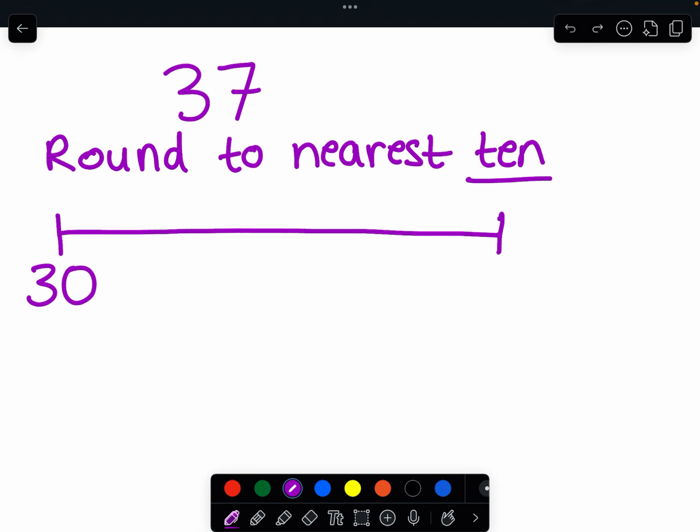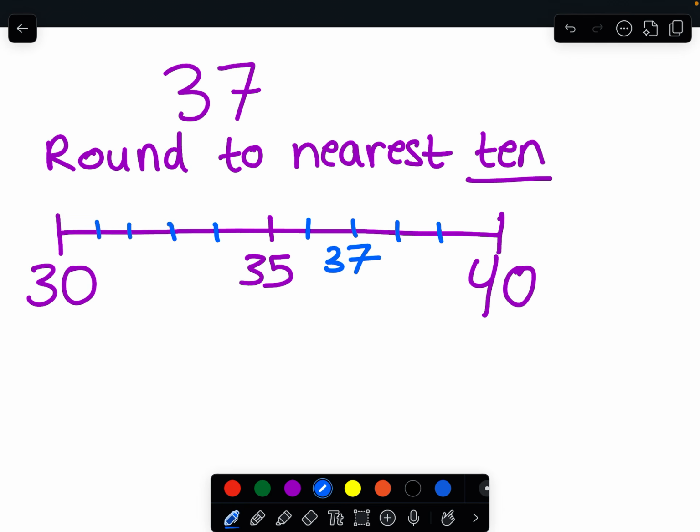Oops, that didn't come out right. 40, there we go. Now, I have drawn this number line as a visual. If I had to say where 35 was, it would be right in the middle, 35. Now, where do you think 37 is? Well, we could draw out the tick marks. They're not perfect, but we'll do our best, and you can imagine 37 is about there.